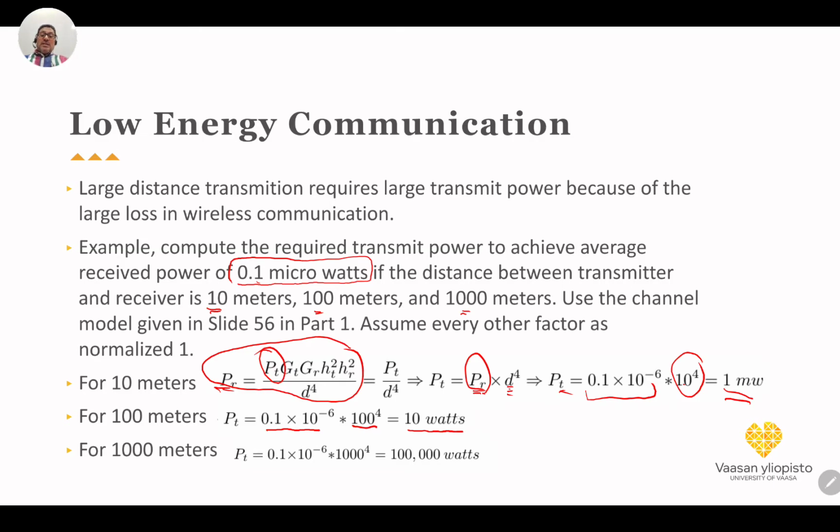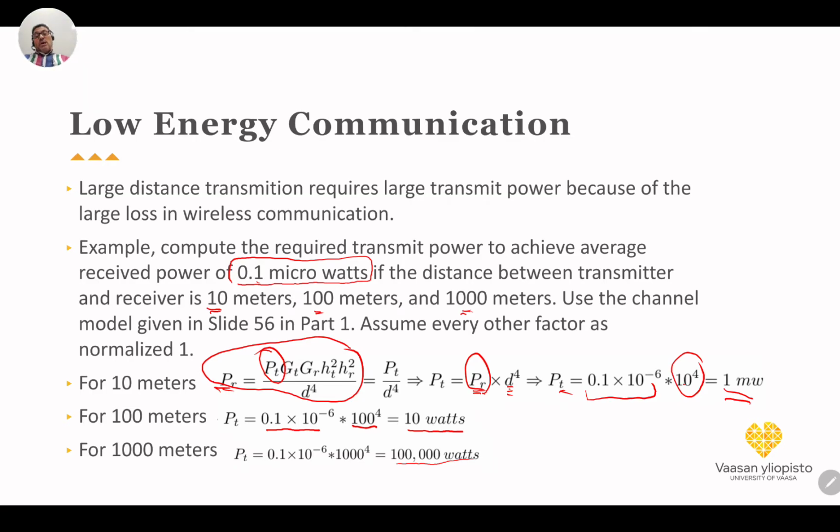It means that the required transmitting power is 10,000 times the required transmitting power in case of 10 meters. And in case of 1000 meters, the required power will be 10,000 times more, which means that 100,000 watts, 100 kilowatts, are needed to deliver the message for 1000 meters, but it was only 1 milliwatt if you want to transmit the message for 10 meters.